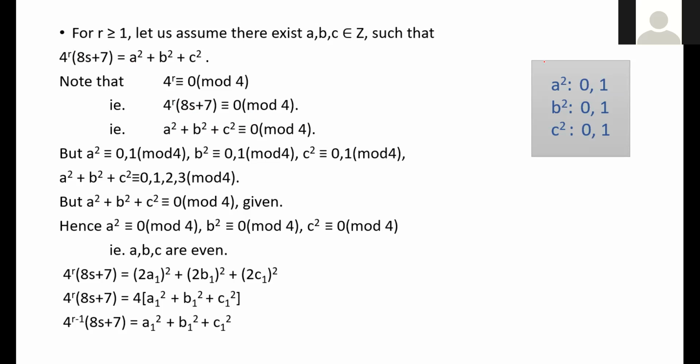So if a square leaves the remainder either 0 or 1, and b square also does the same thing, and so does c square, what form can the sum take? It can be congruent to 0, 1, 2, or 3 modulo 4. This is very easy to check. You fix 0 here and 0 here, and then you look at 0 and 1. Then you keep this 0 fixed, consider 1, and then again 0 and 1 that way. That's how we've gotten this.